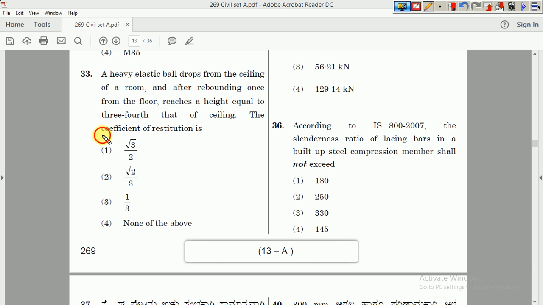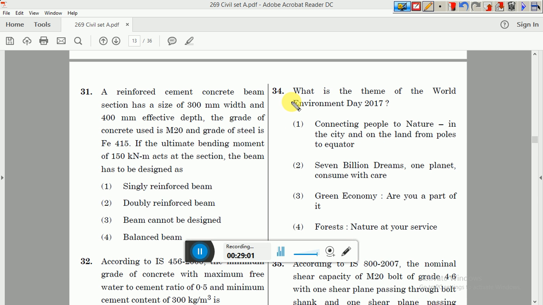Okay, they are asking about the coefficient of restitution. Go through the question. The answer is this. Okay, this is a very simple question. If you know the concept of coefficient of restitution, you'll get the answer directly.